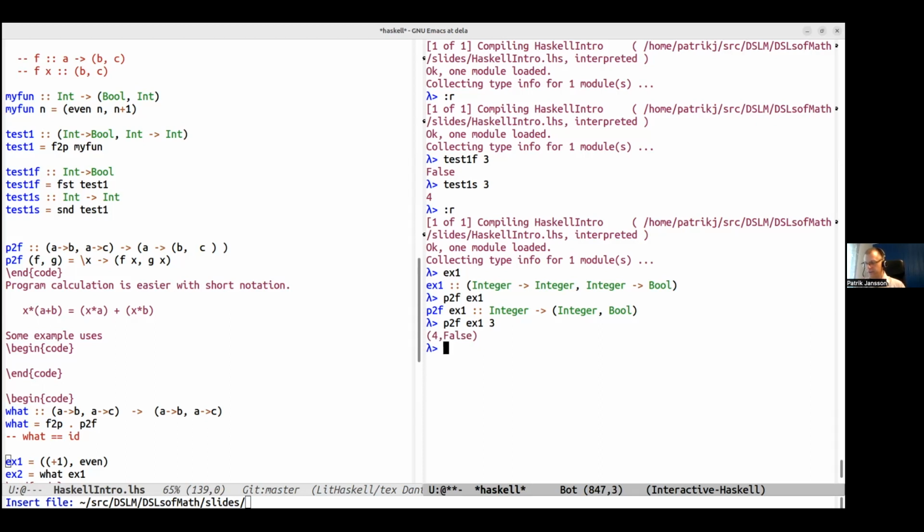So notice here that we applied the higher order function to the example of two functions. We get a result, which we apply to 3. So you can read this as P2F x1 applied to 3, but Haskell doesn't require those parentheses to be in place, so it's enough to write directly P2F x1 3.